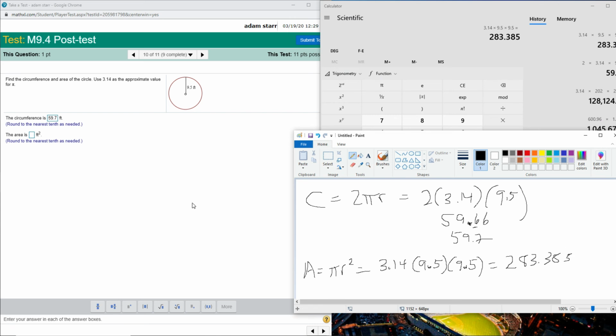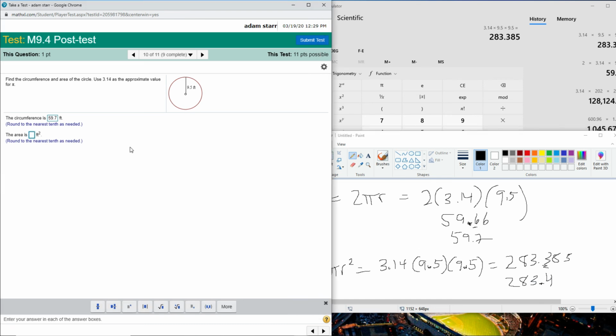283.385. But again, round to the nearest tenth. This 3 is in the tenths place. The 8 tells me the 3 needs to round up. So it'll be 283.4 square feet.